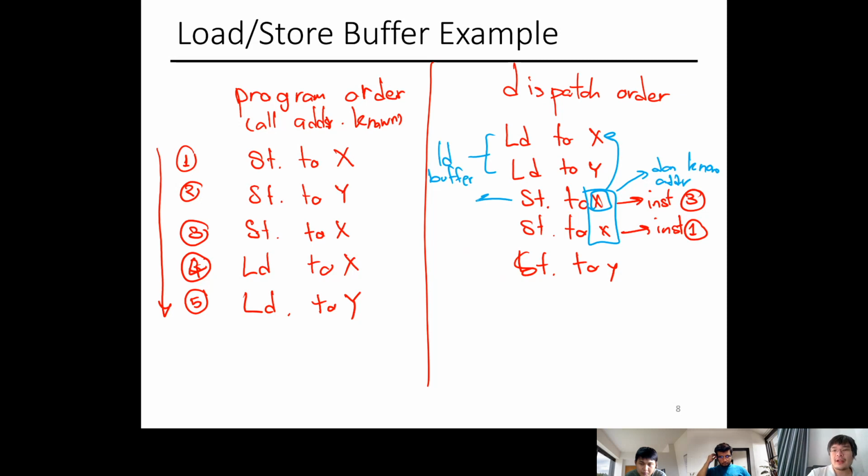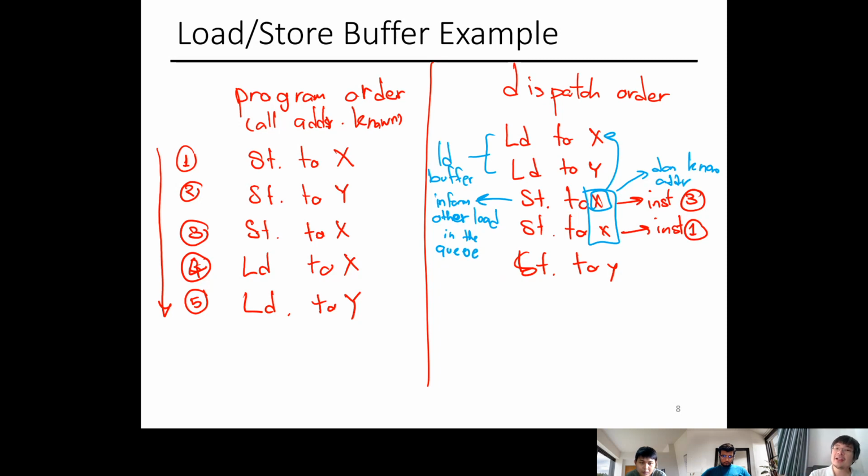So when you have the store come in, it's like, oh, I'm going to store to X, right? This would inform other loads in the queue, basically saying, hey, who needs X? Who needs X?